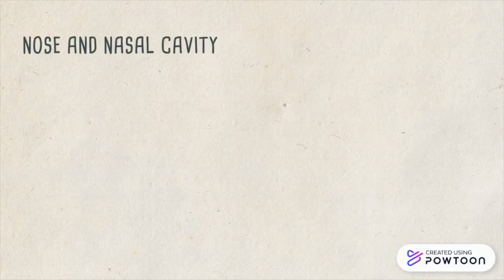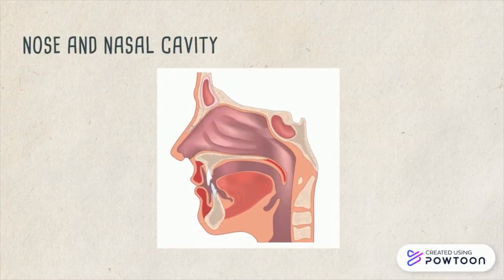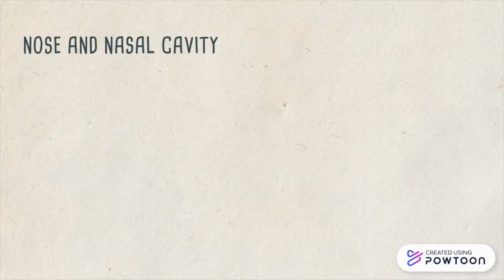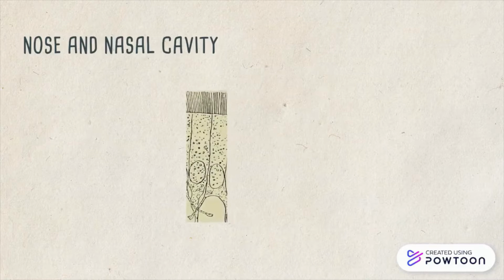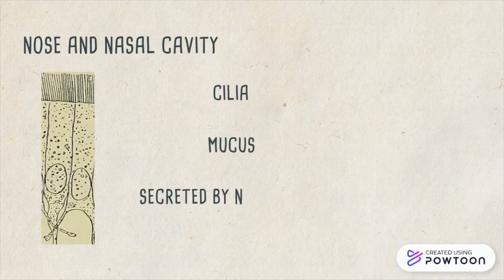Next, let's talk about the anatomy of the nose and nasal cavity. If you look at this diagram in detail, we can see the nasal cavity is made up of a roof and also consists of a floor. The main job of the nose and nasal cavity is the filtration of air. This we can see by the small hair-like structures present in the nasal cavity called cilia. The filtration of air is also facilitated by the mucus which is secreted by the nasal walls.